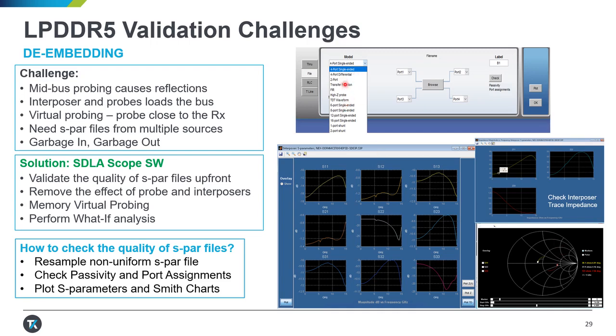It also supports 2-port, 3-port, 4, 8, 12, and even 16-port models. And if you don't have S-parameter models, you can use basic RLC models, or even create your own transmission line parameters and get started. So all in all, SDLA makes the de-embedding process, I wouldn't call it easy, it makes it bearable. It makes the debug go a lot faster and more efficient, which saves a lot of time. This is very critical when you are on a schedule.